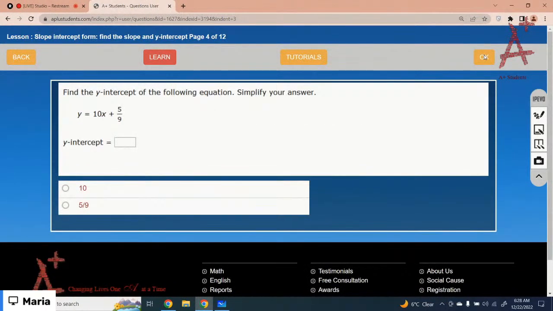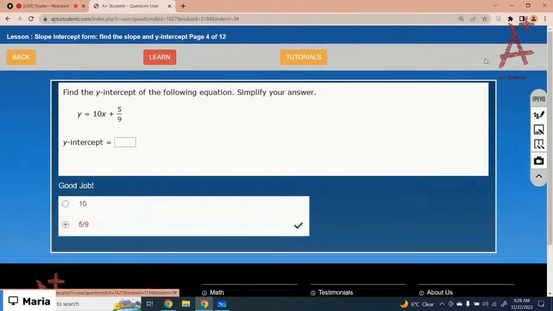Okay, find the y-intercept of the following equation. Simplify your answer. So what is the y-intercept of the equation? M equals 10 and b equals 5 over 9. Got it? So b is actually the y-intercept. Got it? So it would be 5 over 9. Just select the correct option, then click on the OK button.